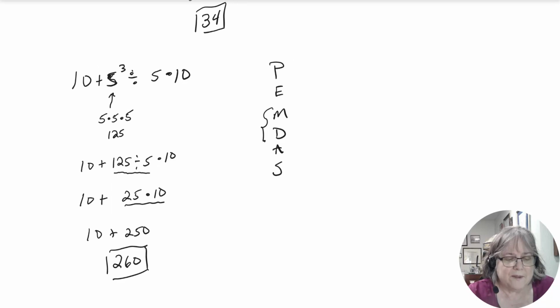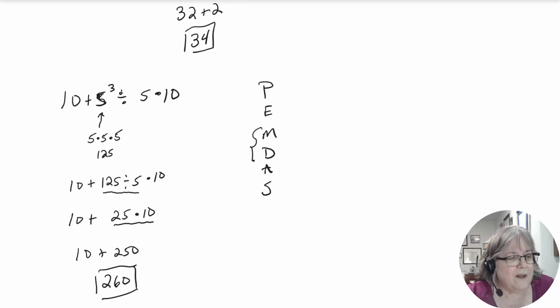Now watch what happens if it had had 10 plus 5 cubed, but we had parentheses. Everything else is the same.